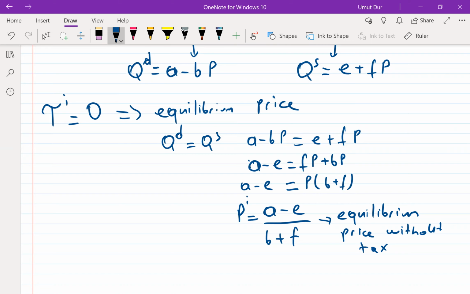Nothing is fancy here. I just equalize the demand function to the supply function, and I just pull out the price. So I represent the price in terms of the parameters. Here A, B, E, and F are all parameters, they are constants.